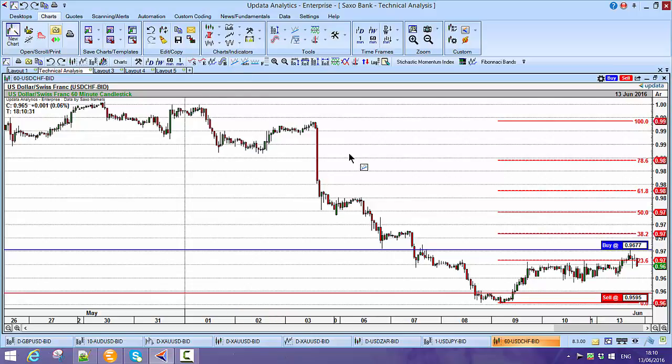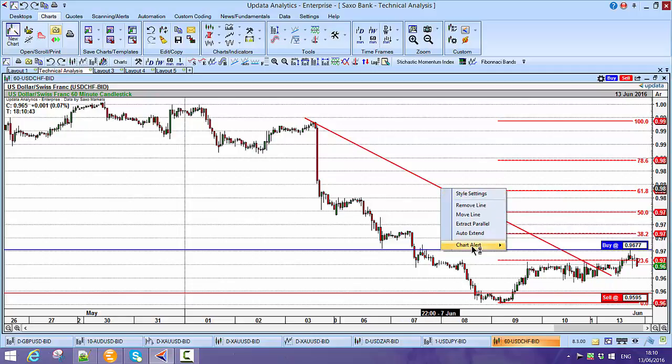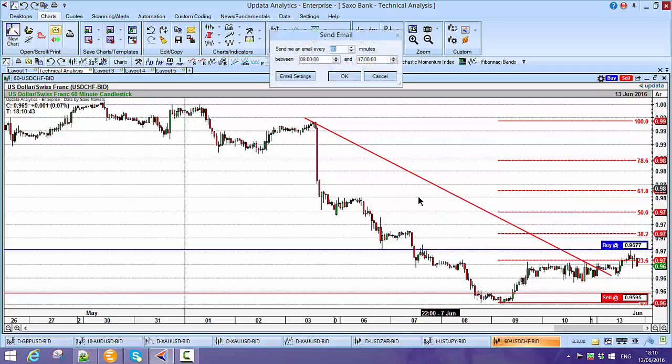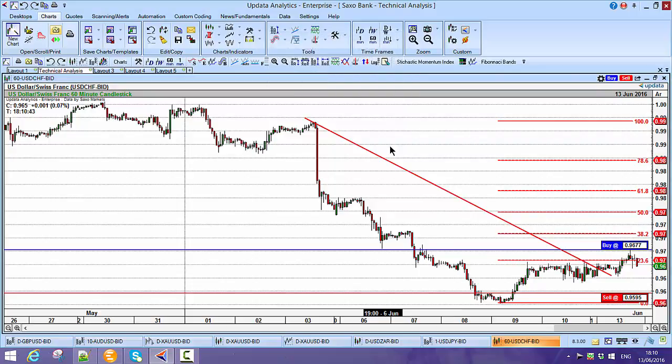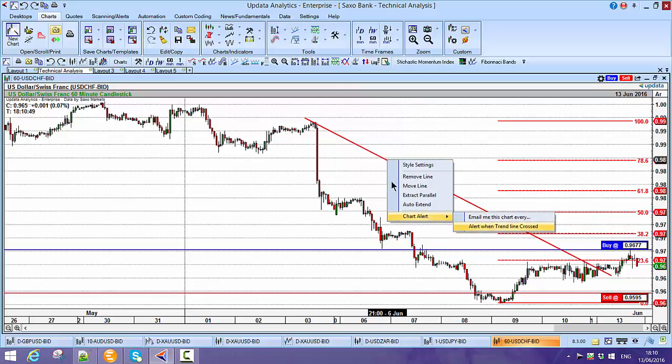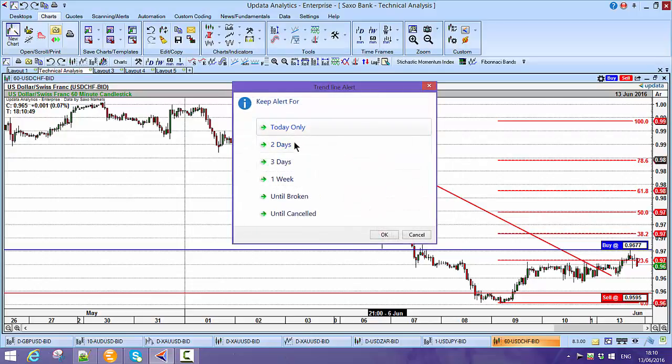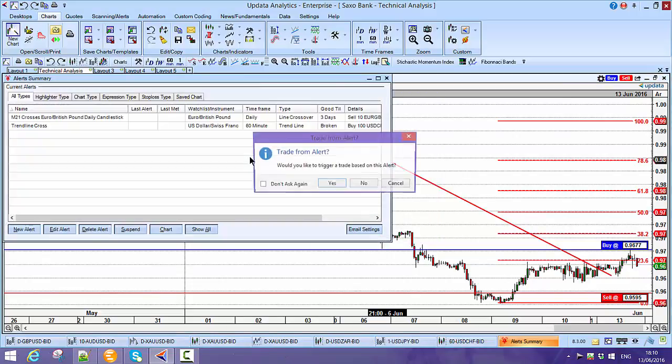You can put sloping trend lines on, not just horizontal. You can say alert me when it crosses this chart. So you can say send me an email on this chart every time it does, or you can just say alert me when this line is crossed. Just for today, 2 days, or if I'm away for a few days, just let me know in the next few days, or until broken, until cancelled. And you can then basically set that limit.